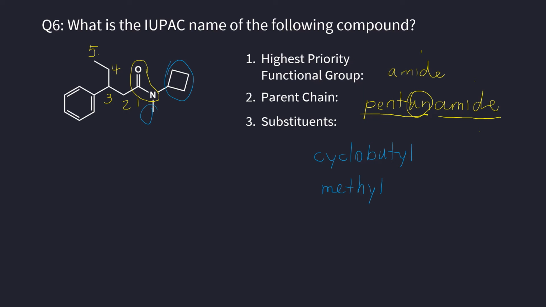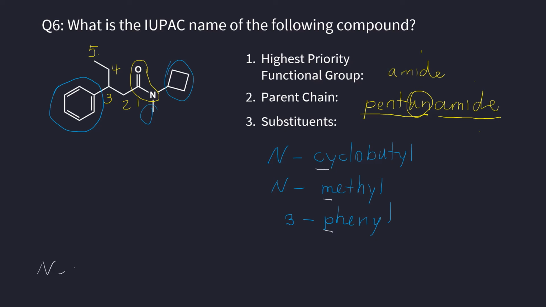And both of these are attached at the amide nitrogen, so their locants will just be specified as N, indicating that they are attached to nitrogen. Over here, we have a phenyl group with a 3 locant. So now we arrange the substituents in alphabetical order, starting with C, then M, then P.